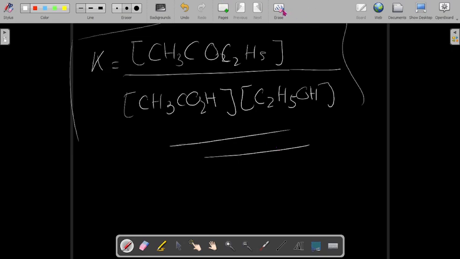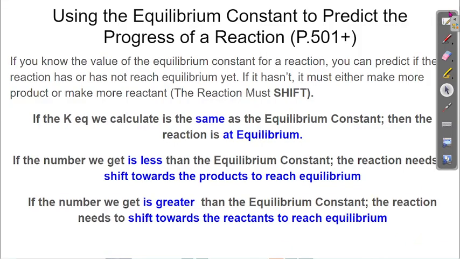Because now we're going to apply this knowledge to the second section of today's instruction. So how do we use this equilibrium constant to predict the progress of the reaction? Page 501 plus. If you know the value of the equilibrium constant for a reaction, you can predict if the reaction has or has not reached equilibrium yet. But you need to know the equilibrium constant for that reaction first. Then compare what you get to that equilibrium constant. If it hasn't reached equilibrium, it must either make more product or more reactant. So how does it shift? Is it going towards the product? Is it going to the reactant side to reach that equilibrium? Which way does that reaction go to reach equilibrium?